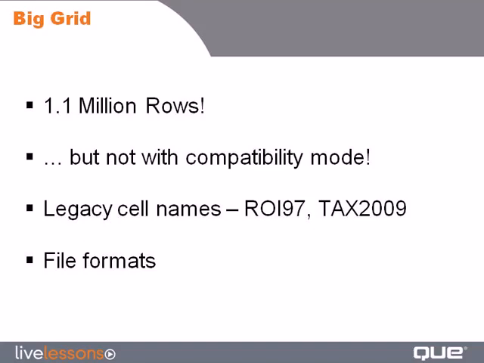Well, take a look at how when you upgrade that file, any legacy cell names that might have used to be valid, ROI 97, are going to have to be changed. And finally, take a look at the brand new file formats available in Excel 2007.